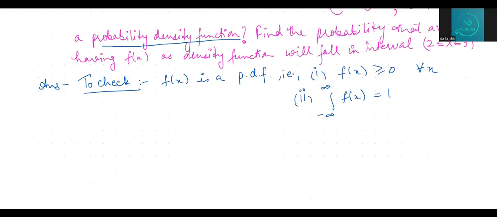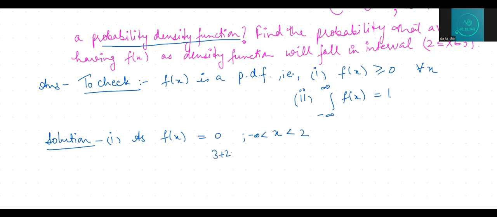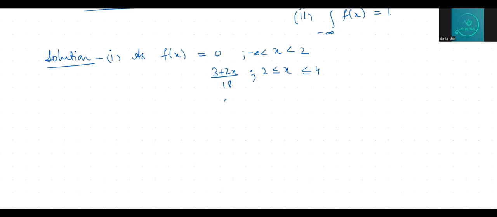Now, the solution of the first part, that is f(x) ≥ 0. As we know, f(x) is equal to 0 when x is lying between minus infinity and 2, it is (3 + 2x)/18 from 2 to 4, and it is again 0 for x greater than 4 going up till infinity. So this is what we have.